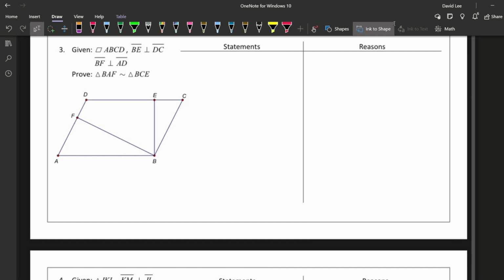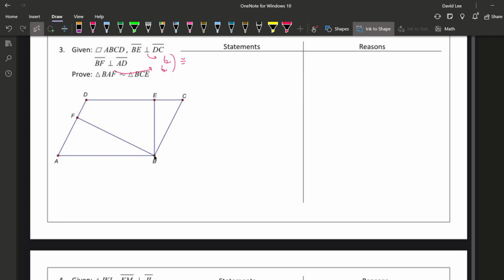Okay, this one's a little bit more interesting. We have parallelogram ABCD. BE is perpendicular to DC, right? So then BF is perpendicular to AD. So we should immediately think something's a right angle. This is the other right angle, and then these two things are congruent. Right? These are the next two steps, and then we should focus on what they want us to prove.